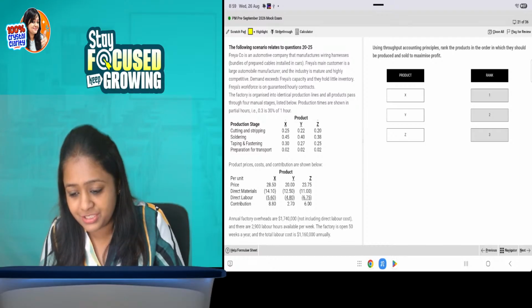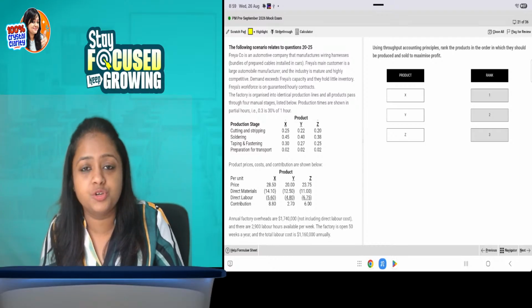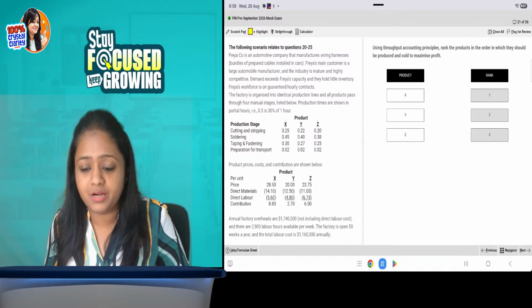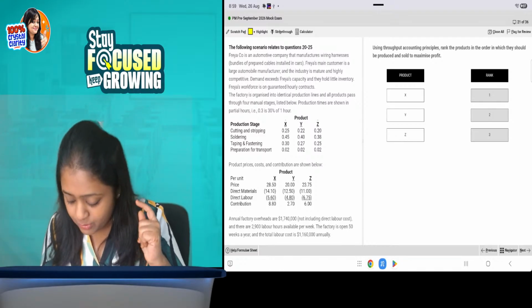Okay, Subhash, yes, your target for mock should be 70 plus at least. Make sure you keep this as your target. Okay, let's quickly do the rankings.